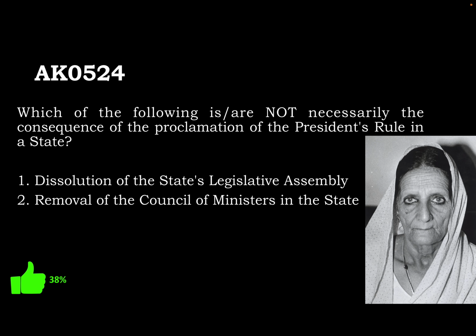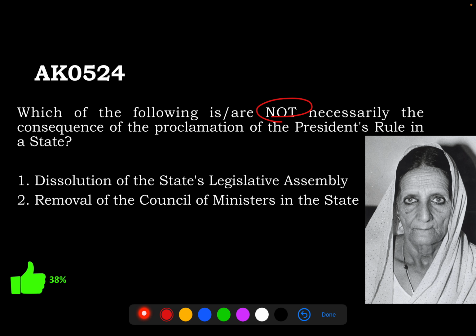So when the President's rule was finally removed, a council of ministers could be created. Why? Because Manipur's assembly was not dissolved. Had it been dissolved, we would not have been able to do that, and we would have had to conduct the assembly elections there. This is the reason why sometimes they don't do that. So which is not a necessary consequence of the proclamation is dissolution of the state's legislative assembly.